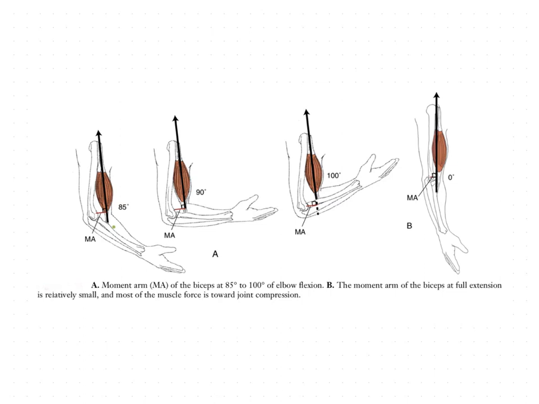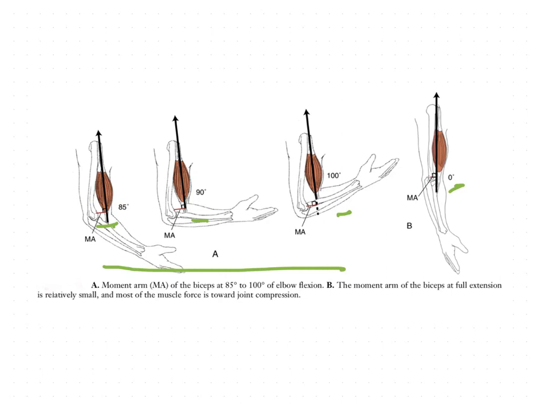The moment arm of the biceps is largest between 80 to 100 degrees of elbow flexion. Here you can see the moment arms at 0 degrees and at 85, 90 and 100 degrees. So in between these ranges of elbow flexion, the moment arm is maximum, and the biceps is capable of producing its greatest torque in this range.